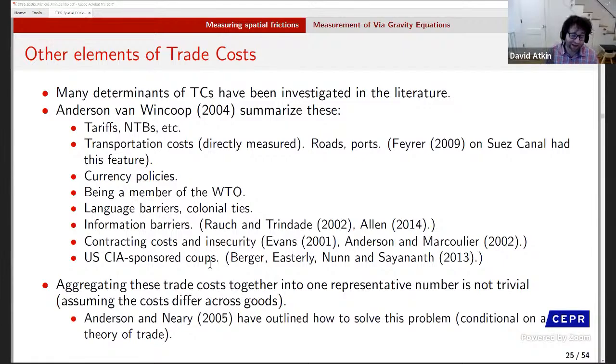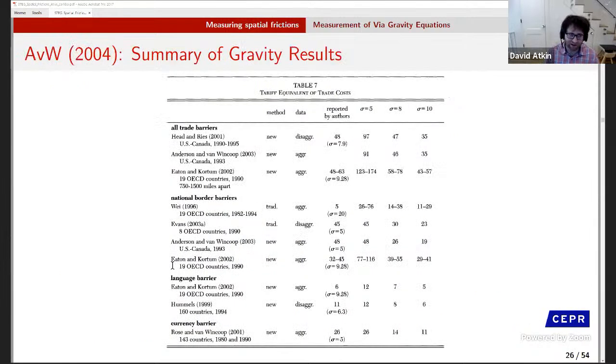It's not necessarily that easy to aggregate all of these, although Anderson and Neary provide a way to do that. And there's a nice Anderson and Van Wincoop Journal of Economic Literature trade cost chapter, which summarizes some of the information on how important these various barriers are: language barriers, currency barriers, national borders, etc.